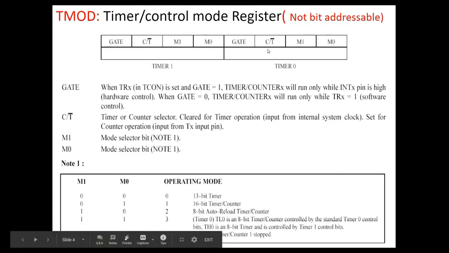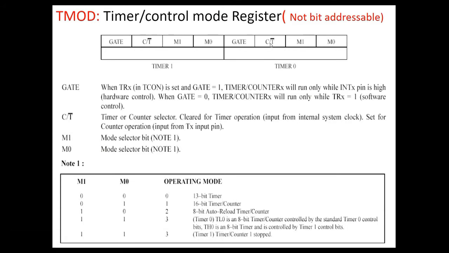Next bit we have is C bar T. This bit tells whether we are using this as a timer or a counter. If we are using it as a timer, this bit should be 0. If we are using it as a counter, then this should be 1. And next we have the gate bit. This gate bit tells whether the 8051 is using hardware or software to turn the timer on and off.